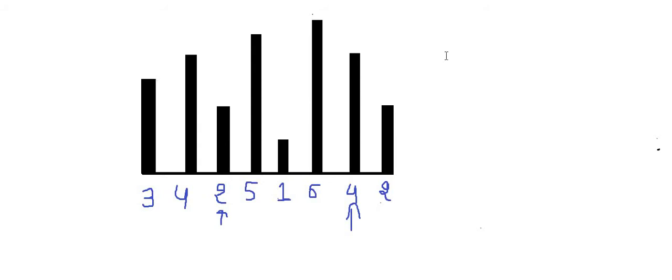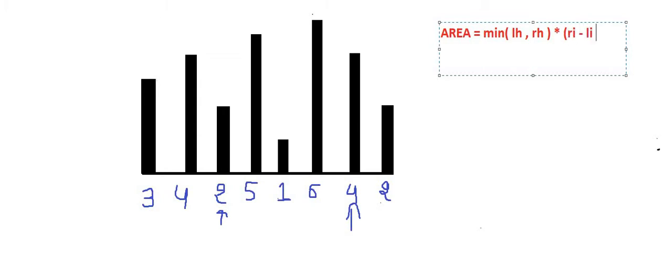So from this we can say that the area is equal to the minimum of left height, comma, right height, into right index minus left index. So right index minus left index will be our width, and the minimum of the two heights will be our height. So area will be height into width.